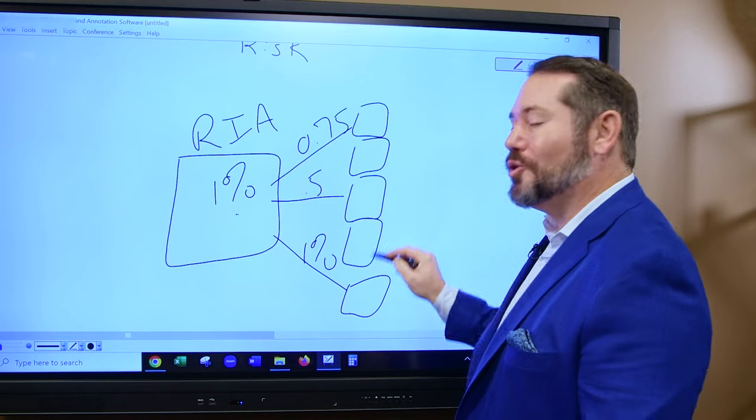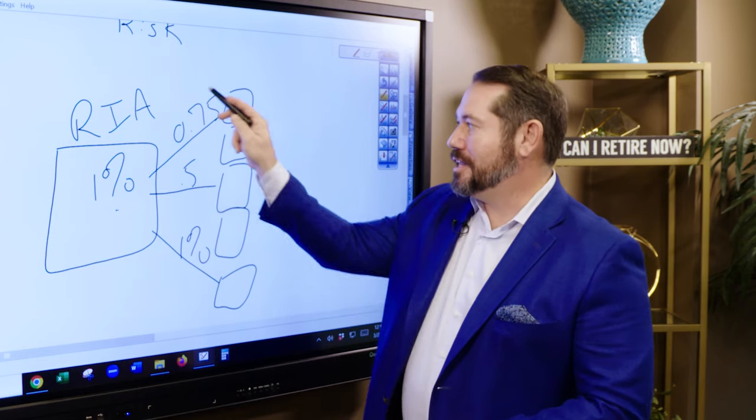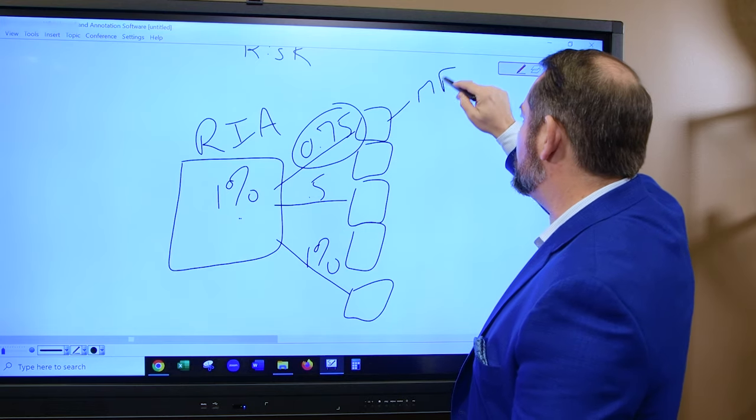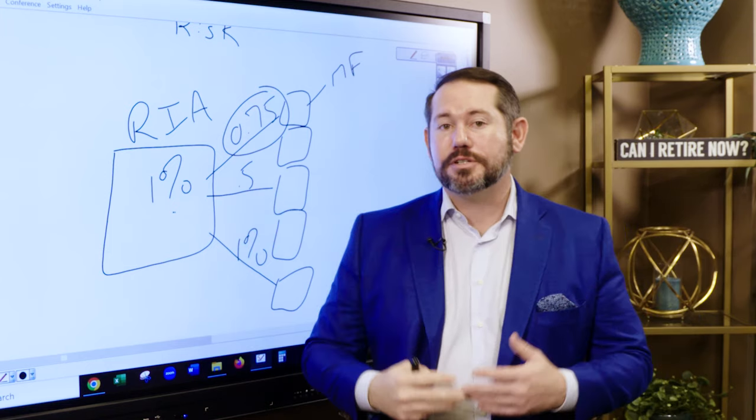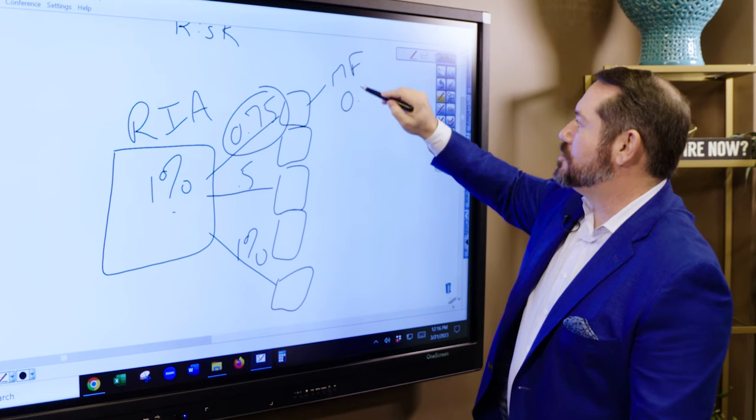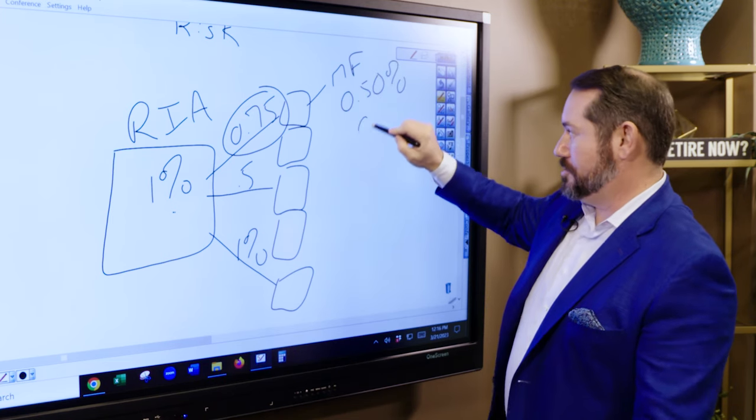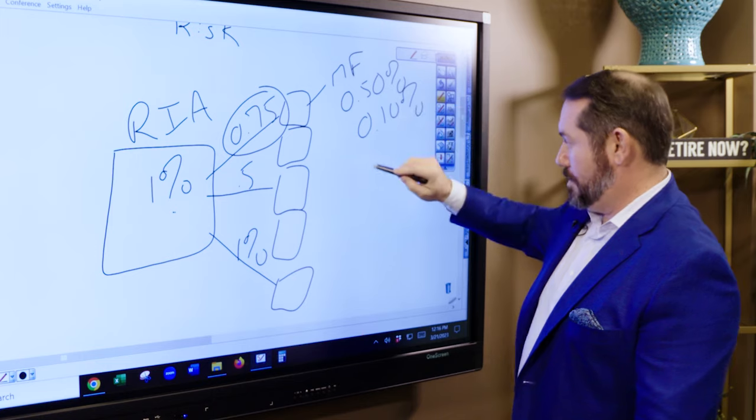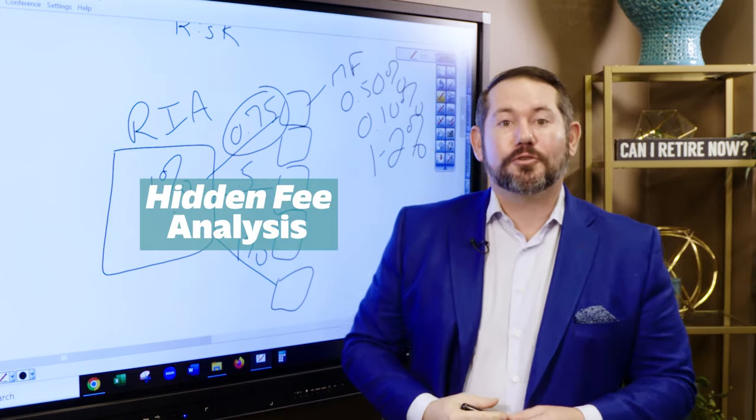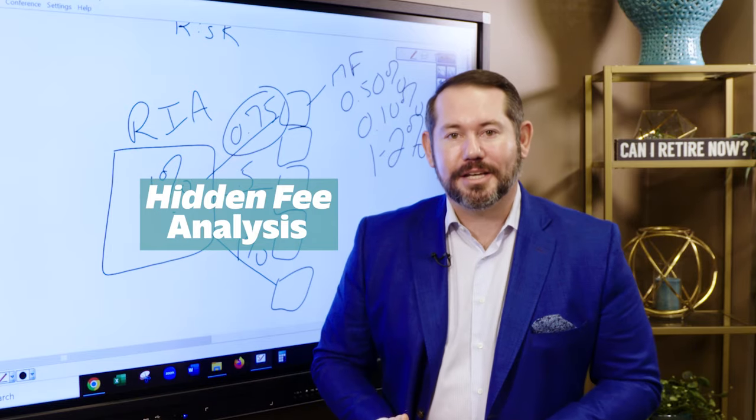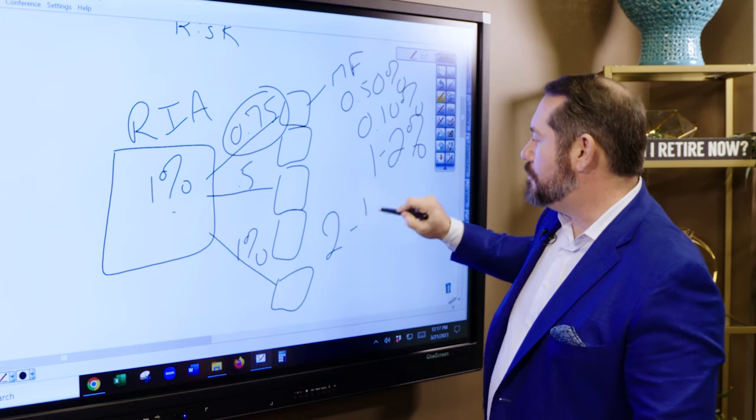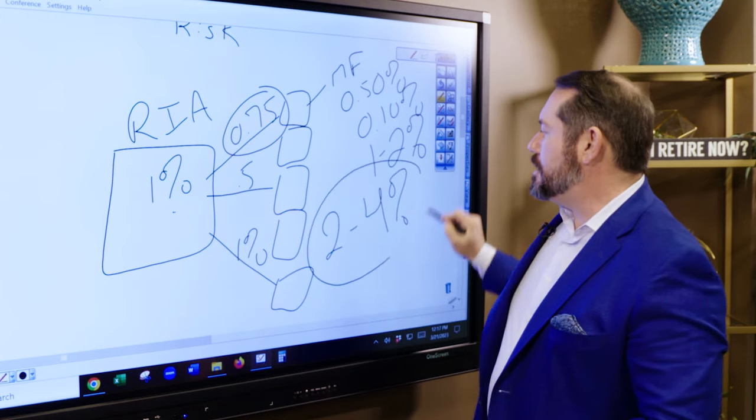Now, what are these people going to do with your actual money? Because they're getting paid a fee to actually manage the money, but if they're putting it into mutual funds or ETFs or other types of investments that have costs, maybe you're paying an additional 0.5%. Maybe it's just 0.1%, or maybe it's an additional 1-2%. When we do a hidden fee analysis for prospective clients that come in to see us, oftentimes we're uncovering this, and we've seen anywhere from 2-4% of fees.